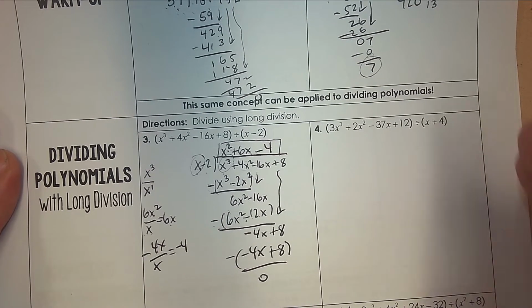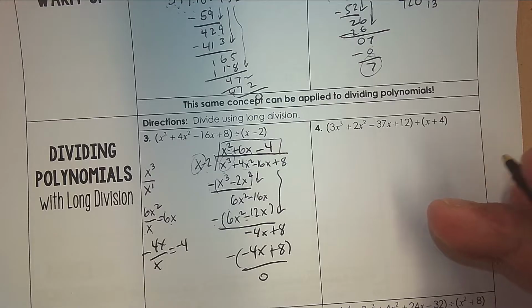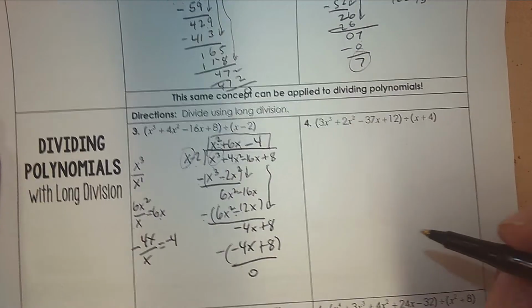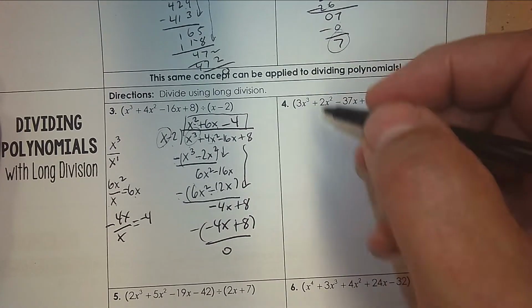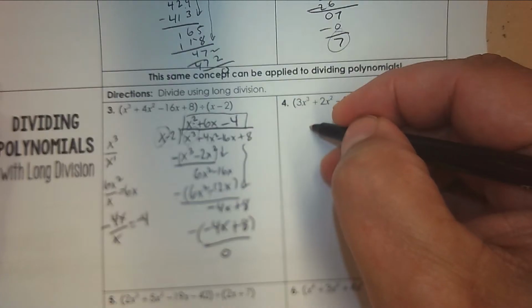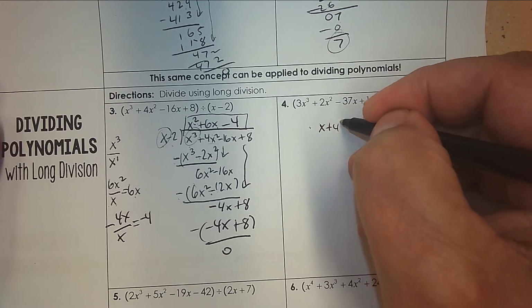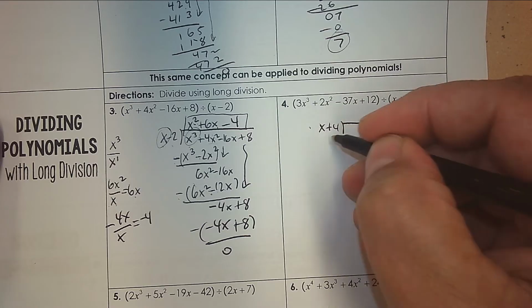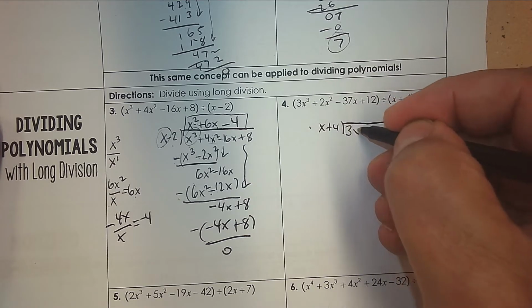All right, let's try again. Can you do long division with me? So we have x plus 4 divided into, that's the divisor. This is called the dividend, what we're writing underneath.